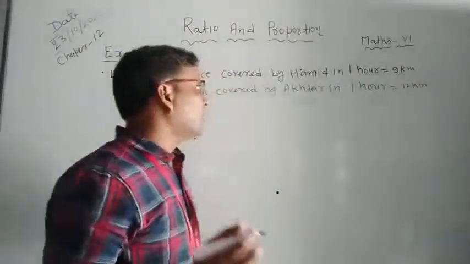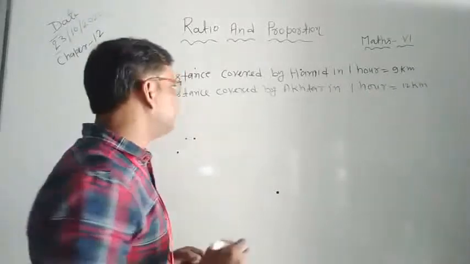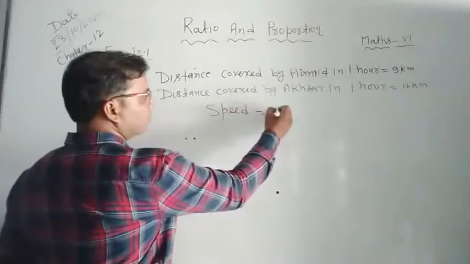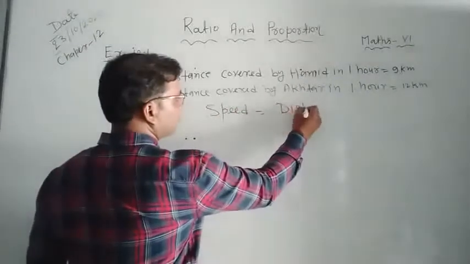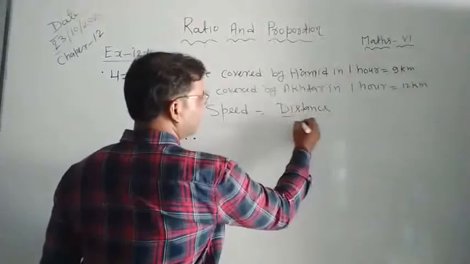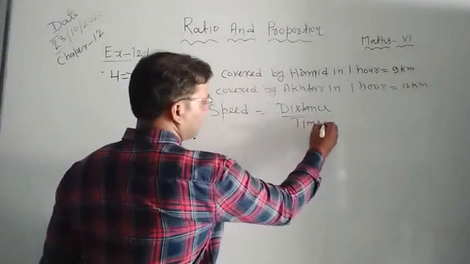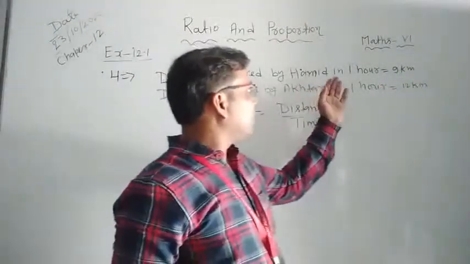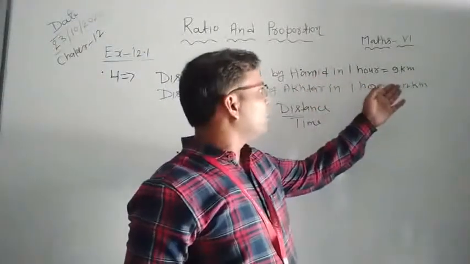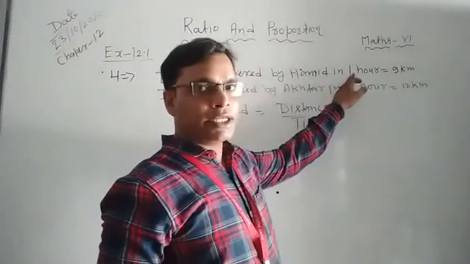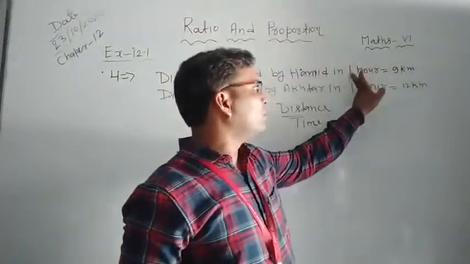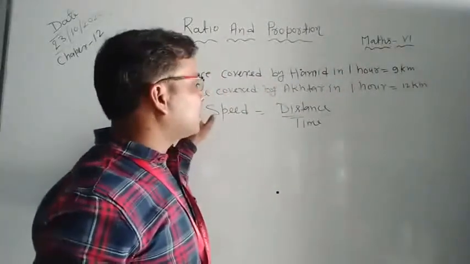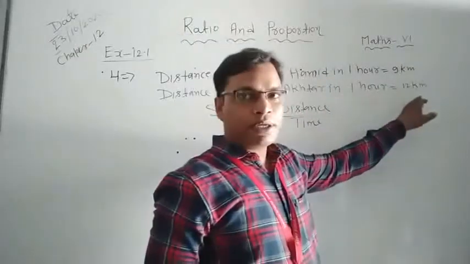You know what is speed? Speed is equal to distance upon time. So distance covered by Hamid is 9 km in 1 hour. The time taken is 1 hour and the distance is 9 km. And Akhtar took time 1 hour and the distance covered is 12 km.